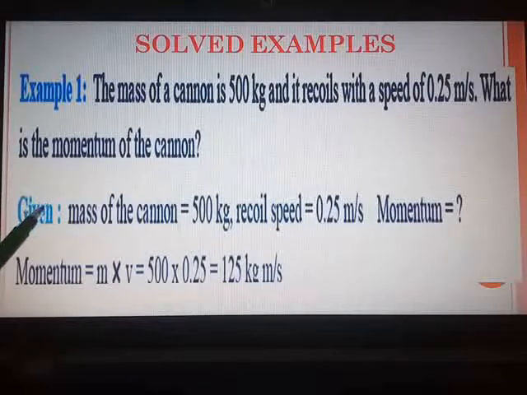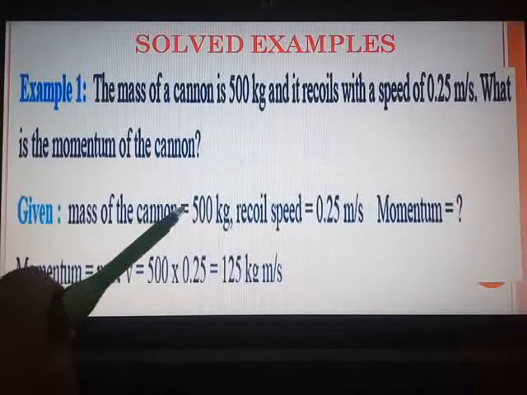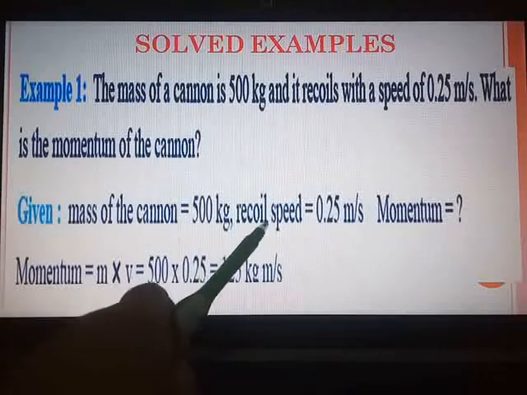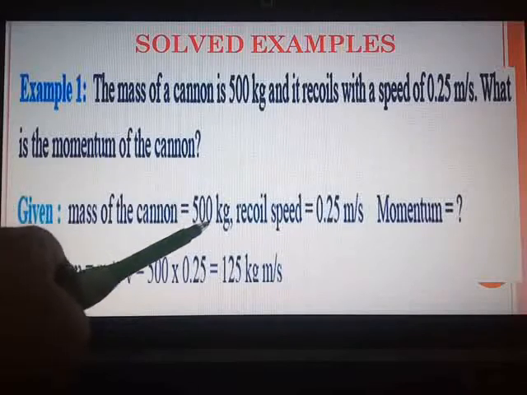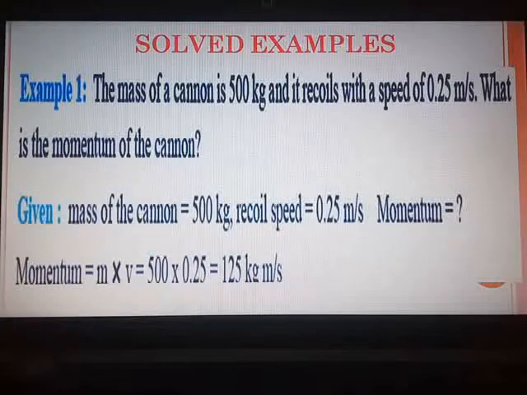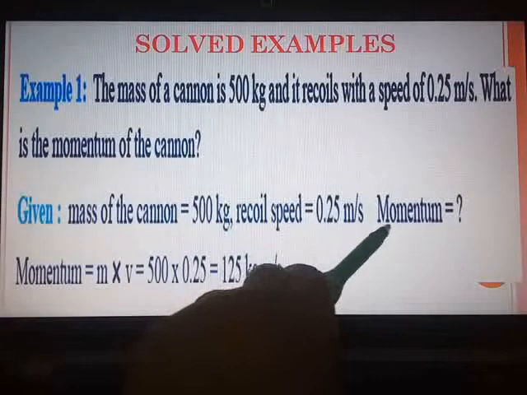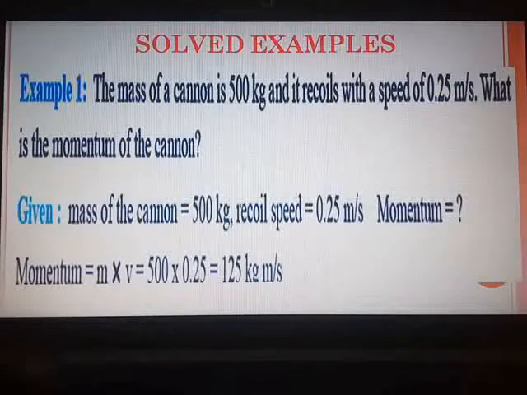So first you will write what is given. Mass of the cannon m is equal to 500 kg. Recoil speed is 0.25 meter per second. Let us check the units. Both the units are in MKS system, so need not do any type of conversions. What is the momentum? Now you all know the formula for momentum is mass into velocity. So write the formula. Momentum is equal to mass multiplied by velocity. 500 multiplied by 0.25, that comes out to 125.